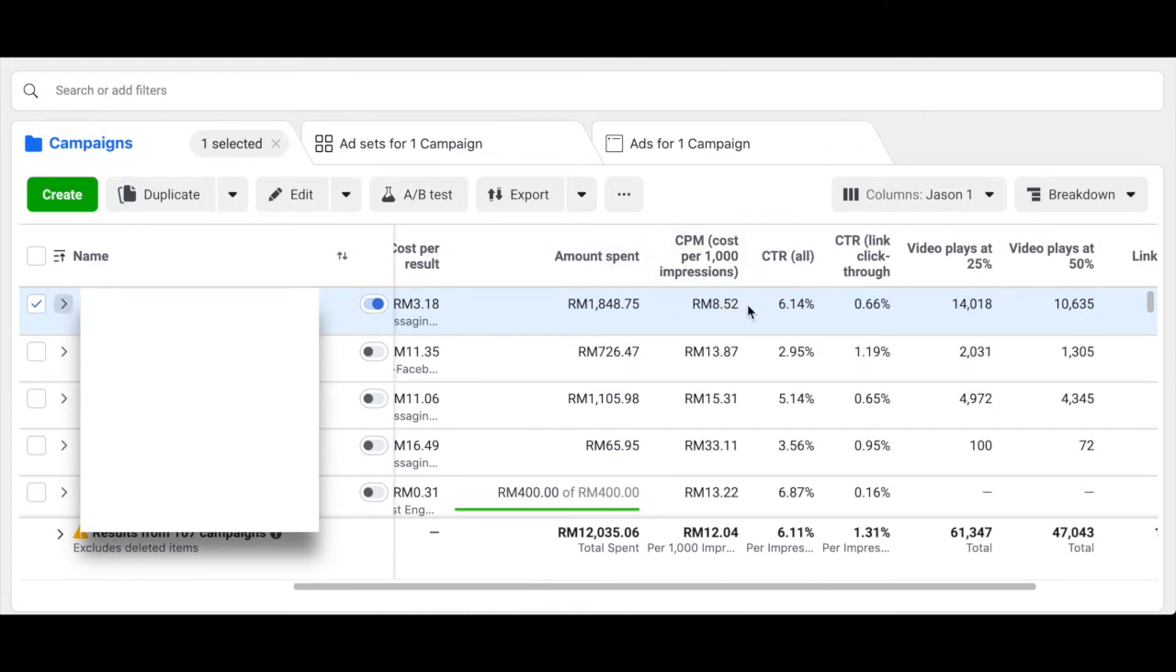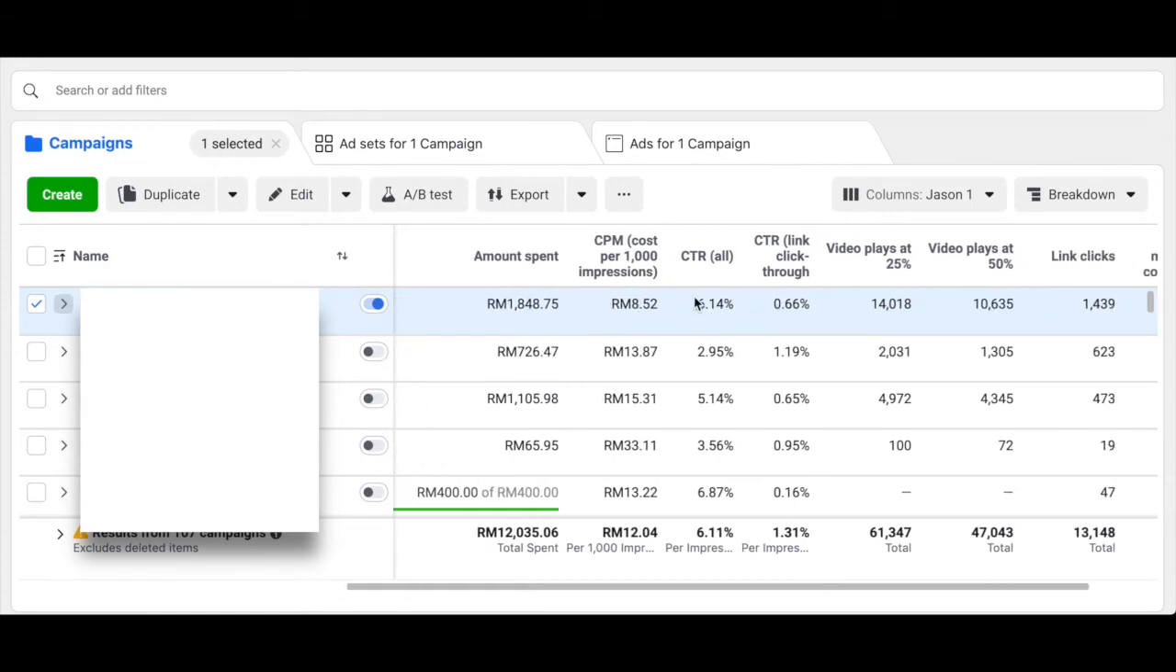CPM is, at the moment, about 8 ringgit. I like it. So this is good. Then we are looking at the CTR. CTR means the click-through rate, as in percentage. Every 100 people who see the ad, how many percent of these people really click through?